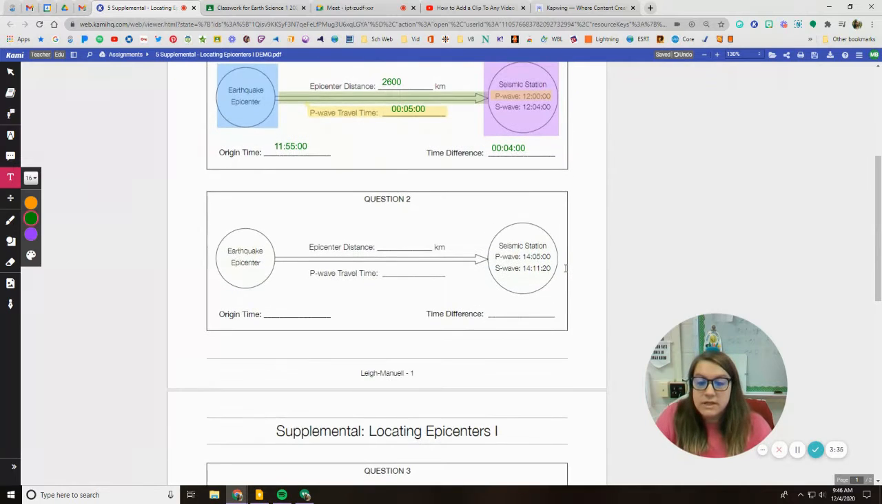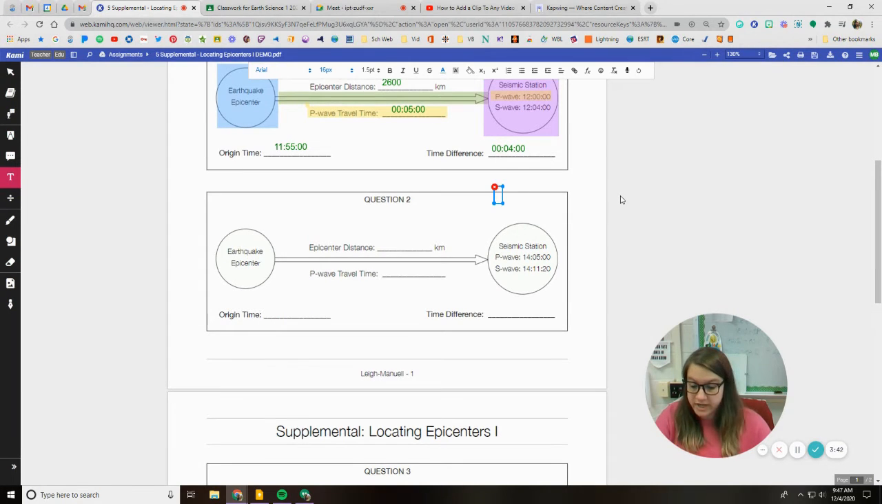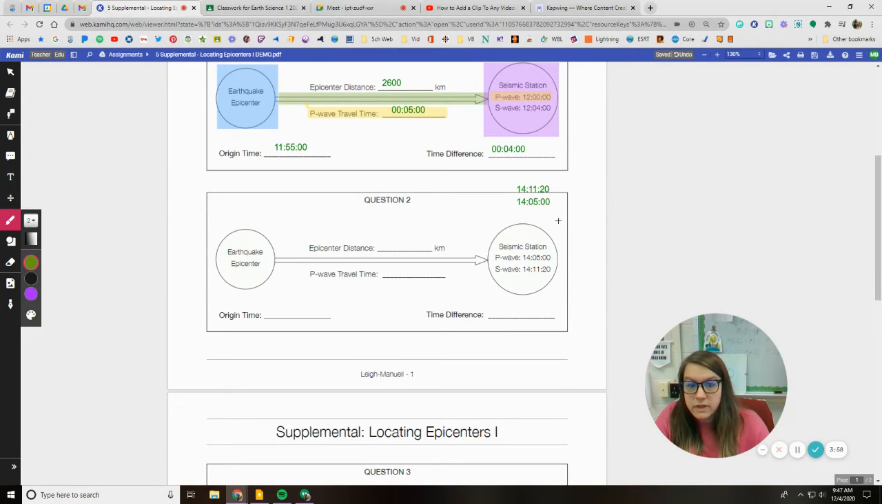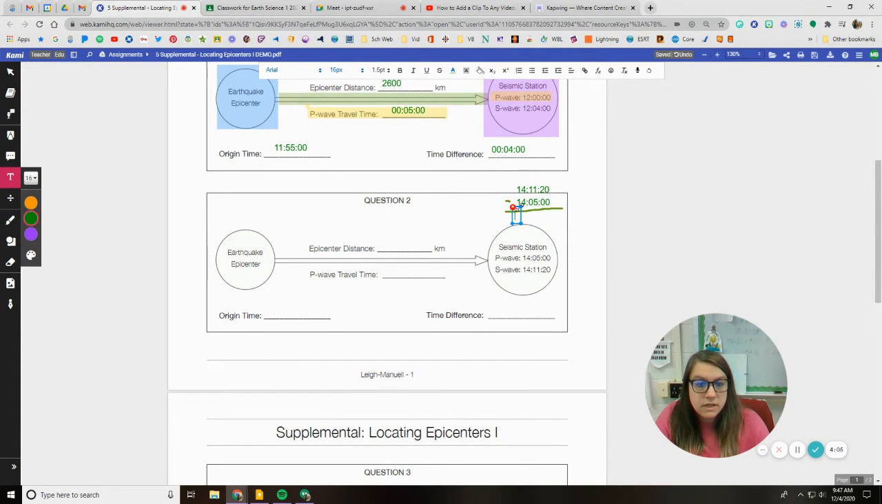Okay, so let's do question 2 together. Again, I need to take my times and subtract them. I'm going to rewrite them so that I see them in the correct way, just in case I have to subtract them a little differently. And it doesn't look like I do, so let's just make it look nice so that we can write this out.